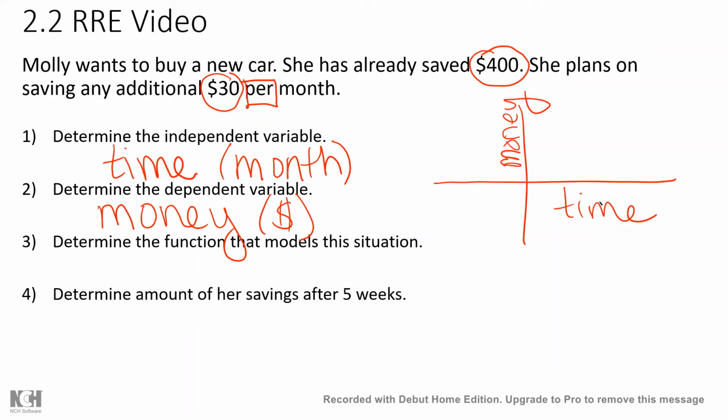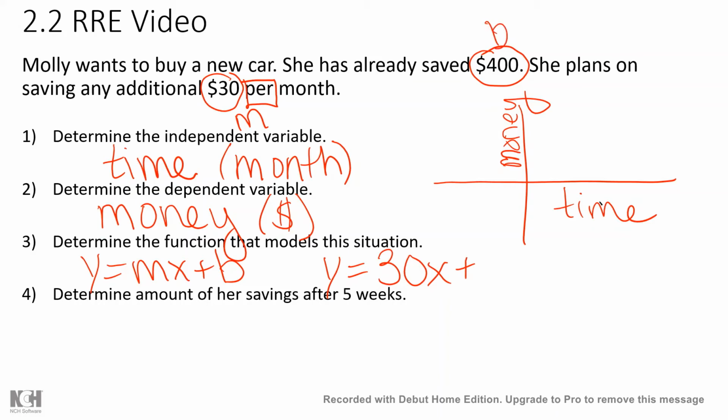Okay. Question number 3 says to determine the model function that models this situation. So this is probably going to be a slope-intercept form, right? y equals mx plus b, where m is my rate of change. How much are we changing each month in this case? So y equals, well, up here we said that 30 was our per number, so that's our m, 30x, plus b is always our initial amount, or our starting amount. So here we read earlier that that was 400.